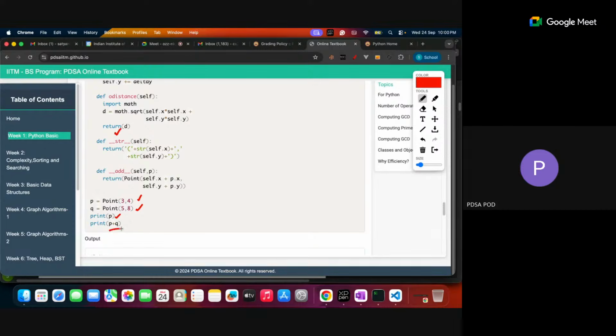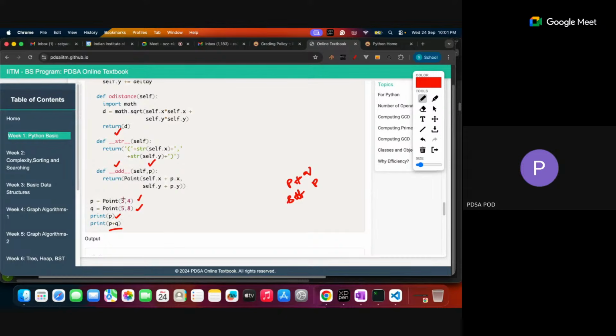How are these two points added? Because of this add operation. The add operation will create the addition of the first point and the second point. First point's x is self dot x, second point's x is P dot x. First point's y is self dot y. Because P and Q are taken, P is considered as self, and Q is considered as the second argument called P, the current object. From these two additions we get a print.